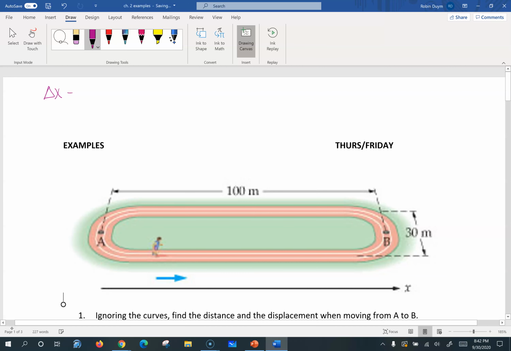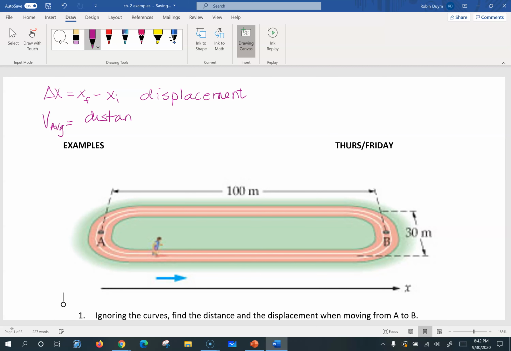Delta x is your final minus your initial position, and that is your displacement. Your average speed, remember, is going to be your distance over time. And your average velocity, remember, is your vector. And that's going to be your displacement over time.